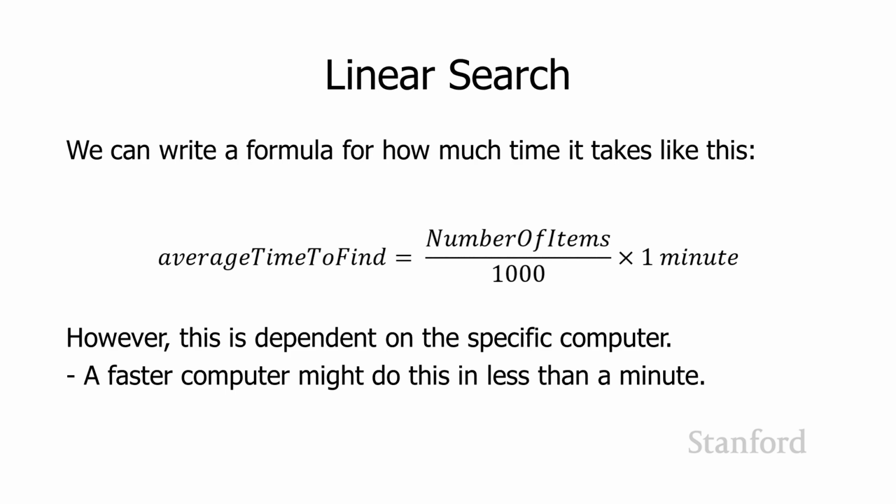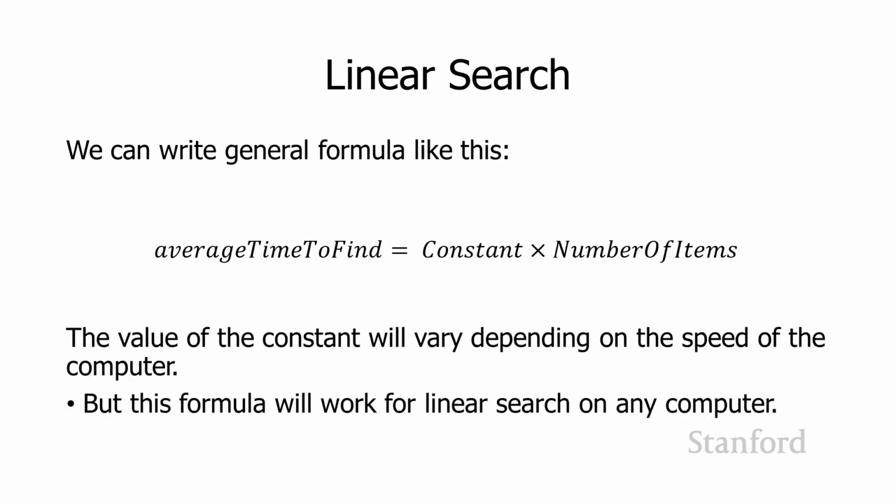But it turns out that our little formula here is highly dependent upon the specific computer, because if I have a faster computer, I can find an item on average faster than 1 minute for 1,000 items. So really, if we want a more general formula, we would write it like this: average time to find is equal to a constant times the number of items, where that constant is going to vary depending upon the particular type of computer. But I still know that in this general formula I have some constant determined by the speed of the computer times the number of items. So as the number of items increases, the amount of time it's going to take me will also increase at a constant rate.